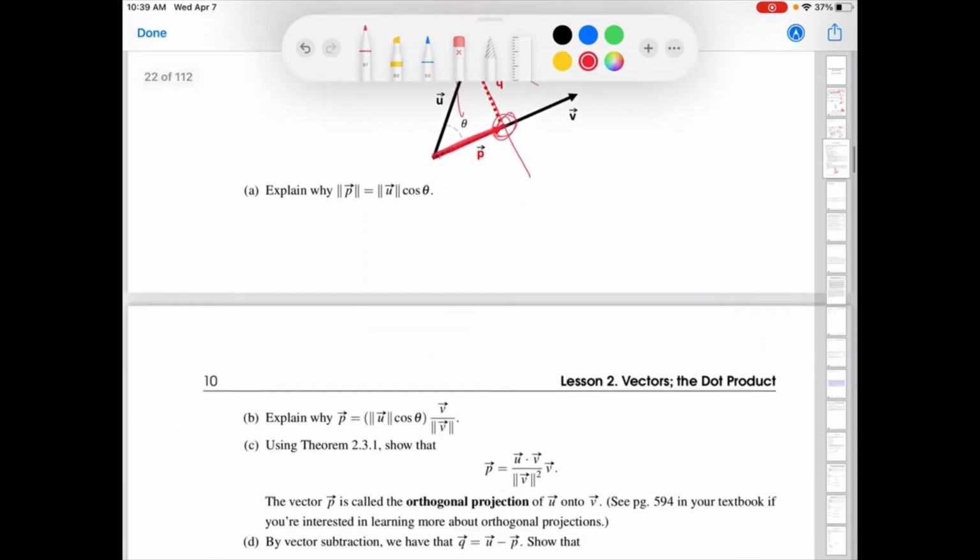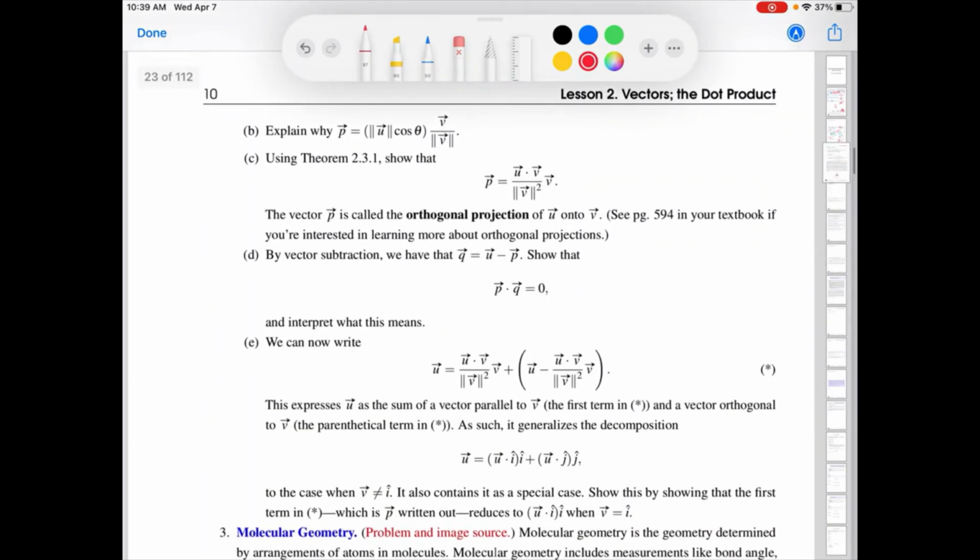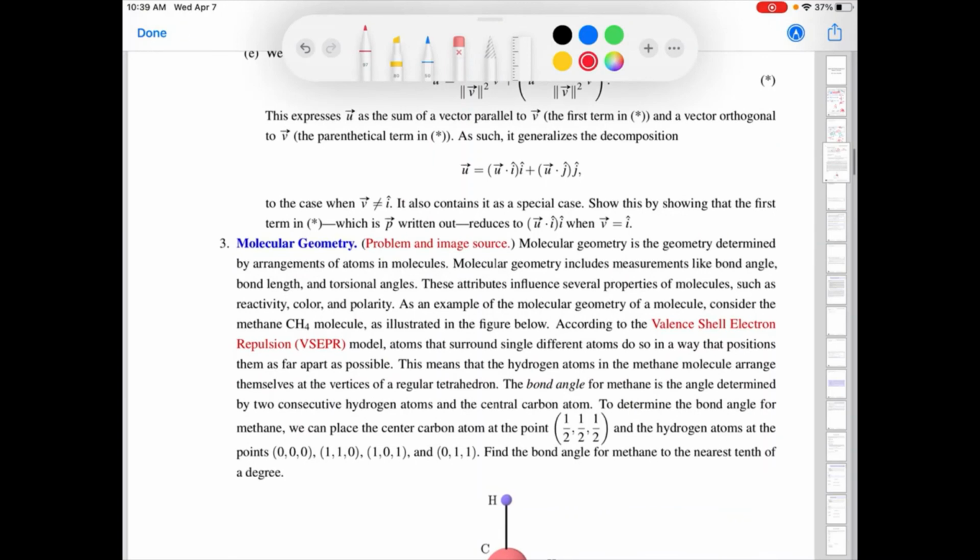So I do encourage you to go ahead and work through some of these practice problems, and you will learn about the orthogonal projection. This is also in the textbook if you just want to read about it and not necessarily work through the practice problems. And then, of course, as I mentioned in an earlier video, many of the practice problems that I suggest have real-world applications associated with them.